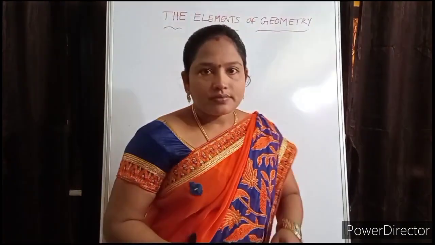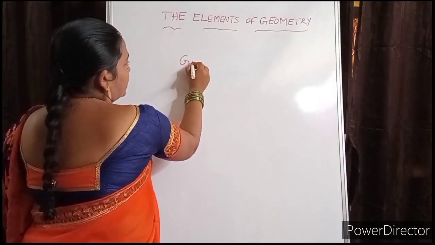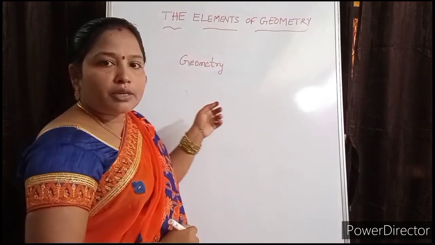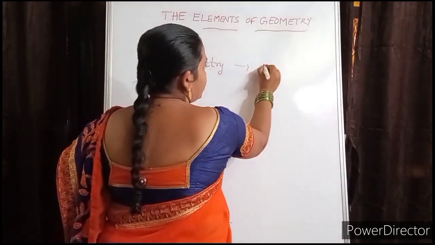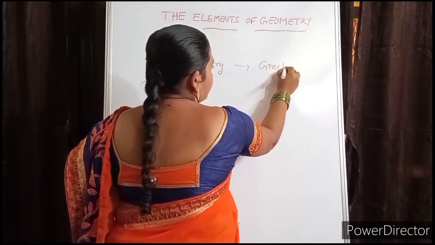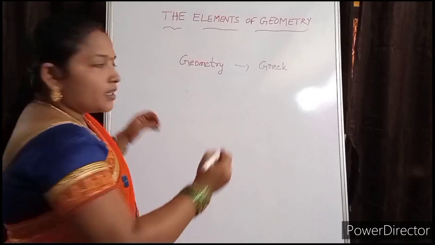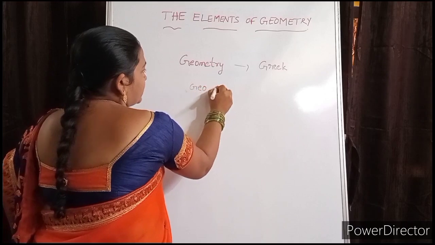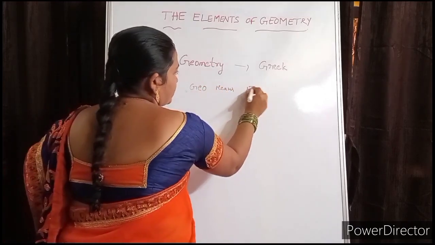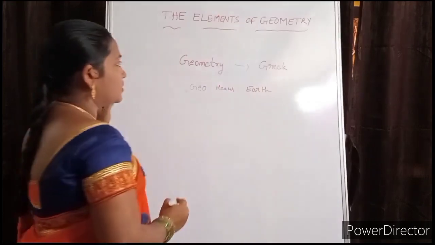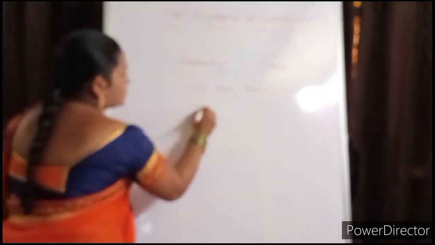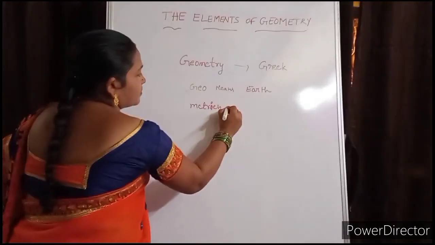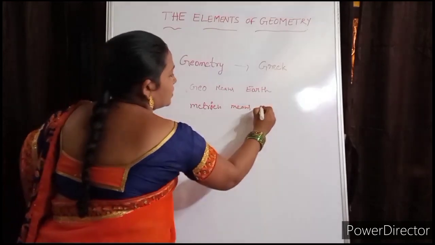What is geometry? The word geometry is derived from Greek. Geo means earth. Metron means measure.